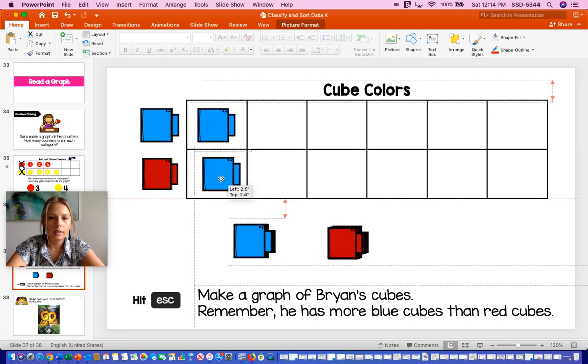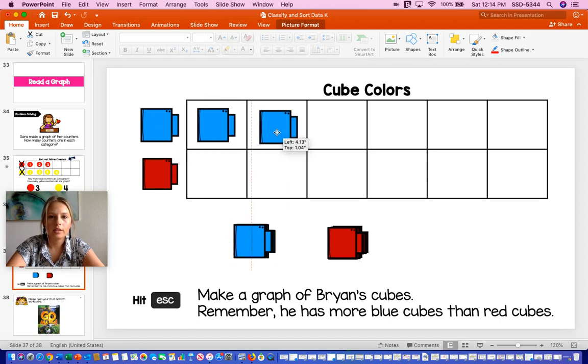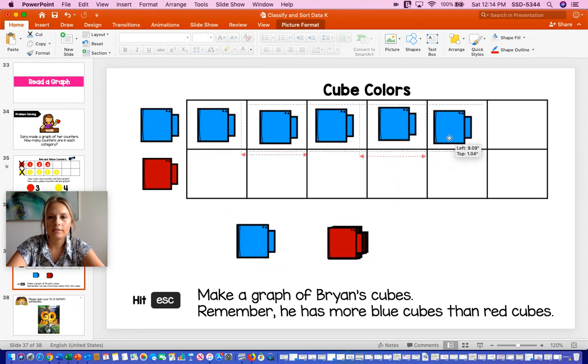Do I move it here? No, because remember, blue goes on the top. 1, 2, 3, 4, 5. I'm going to stop there. Okay, so I have 5 blue cubes for Brian.